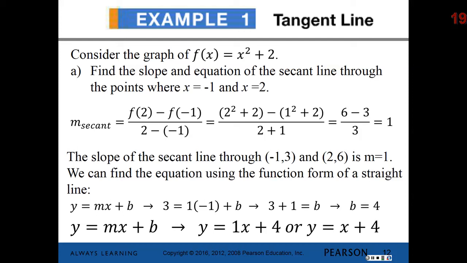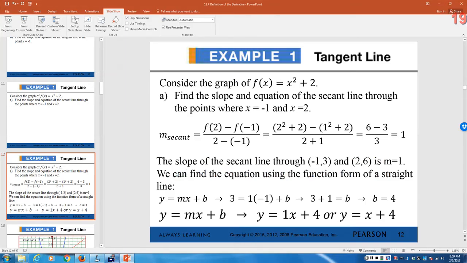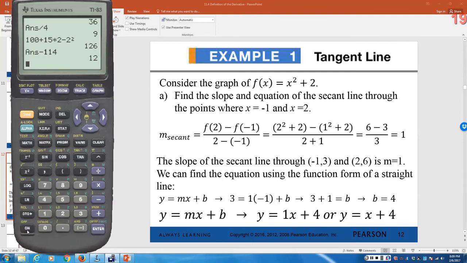Now, in order to verify that this actually looks like that, I'm going to escape here for a second, get the graphing calculator because it's handy. Go to the y equals menu, and we're going to graph x squared plus 2. And we're also going to graph this secant line, which is x plus 4. And so that we can see this really well, I'm going to go to the window, and I don't really think we need to go as far as from -10 to 10 because our points are only -1 and 2. So let's try -5 to 5.